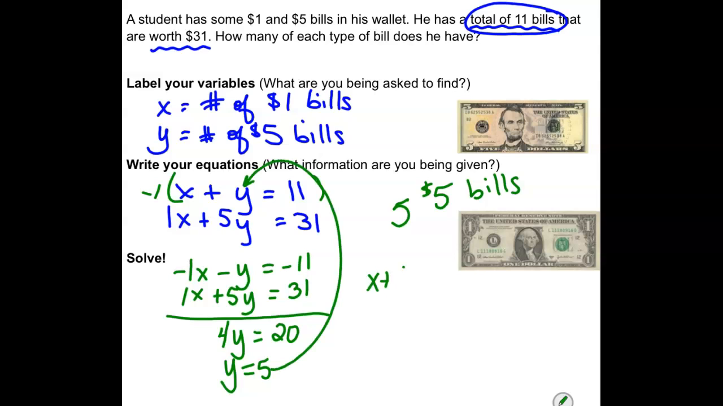We have x plus 5 has to be 11. So subtracting 5, we have x being 6. So I must have 6 $1 bills. All right, so five $5 bills, 6 $1 bills adds up to my 11 bills in the wallet. And 5 times 5 is $25. 6 times 1 is 6. If I add 25 and 6, I do get the $31 that I was told.